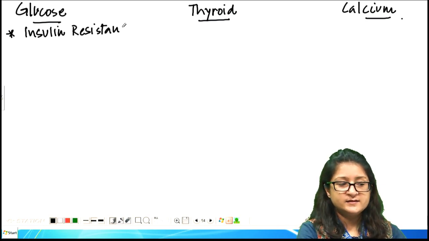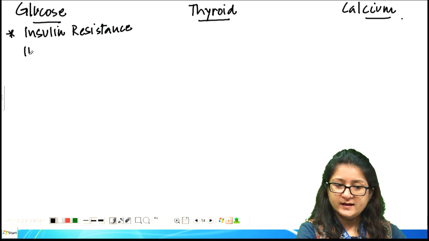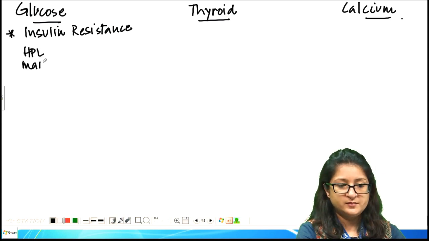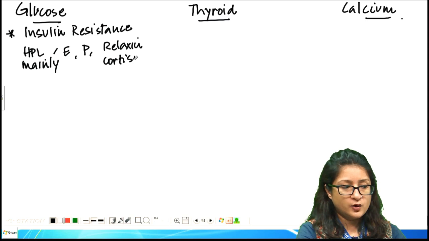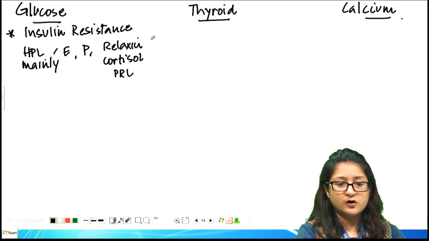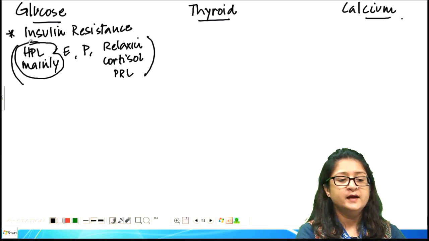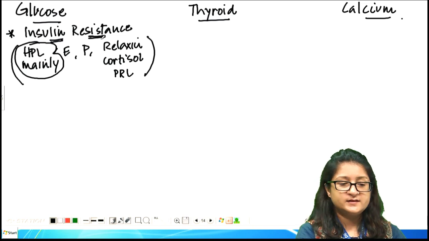This insulin resistance is mainly because of human placental lactogen, but other hormones like estrogen, progesterone, relaxin, cortisol, and prolactin are contributing, but the main thing that is contributing is the human placental lactogen. Because of this insulin resistance, what is there? There is hyperinsulinemia.